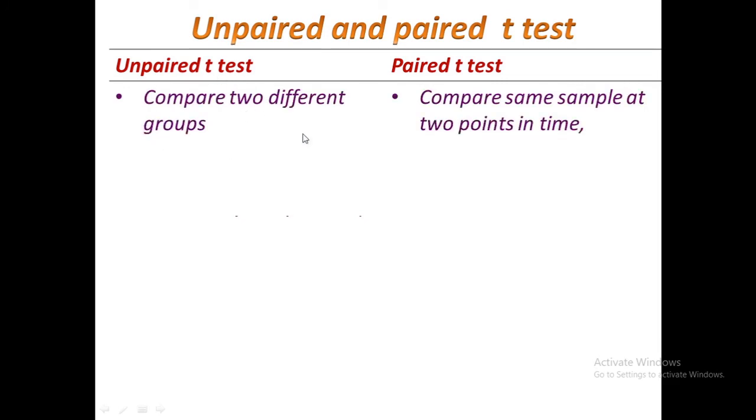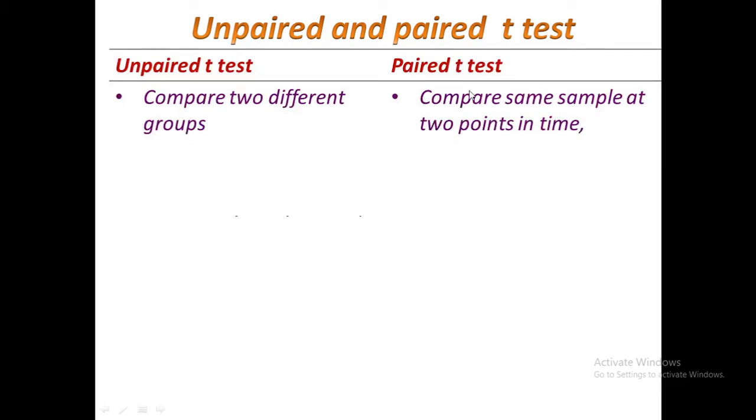Difference between unpaired and paired t-test. If we want to compare two different groups, whether they come from one sample or two samples, we have to use an unpaired t-test. And the main difference between the paired and unpaired t-test is the sample. If we have one and the same sample that we want to survey at two points in time, we have to use a paired t-test.